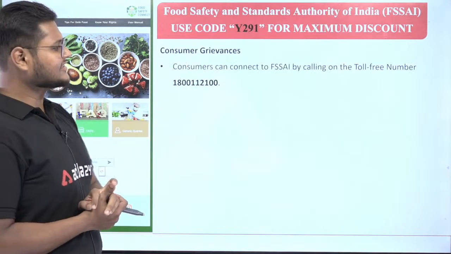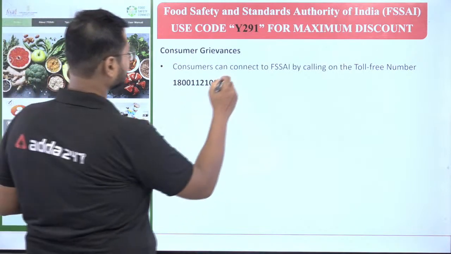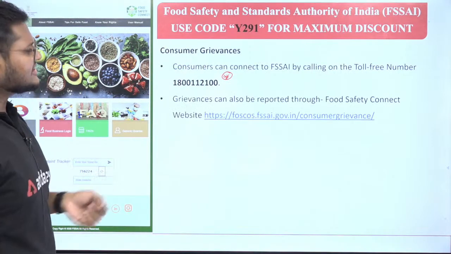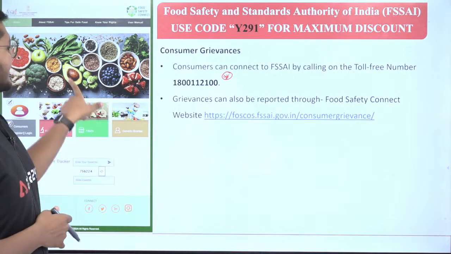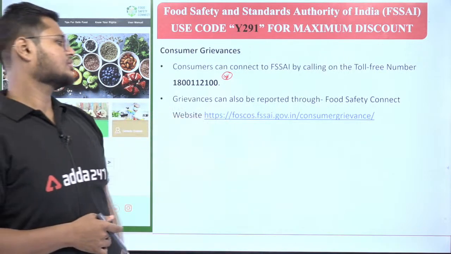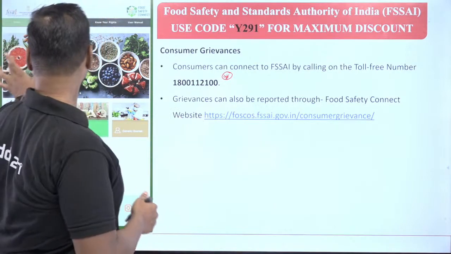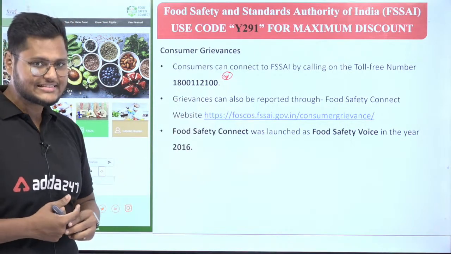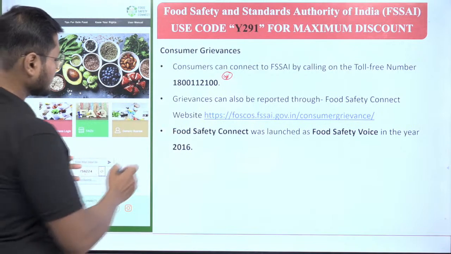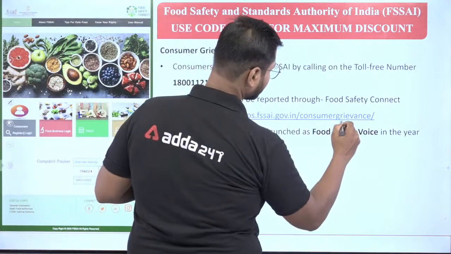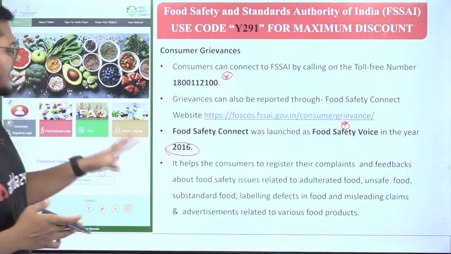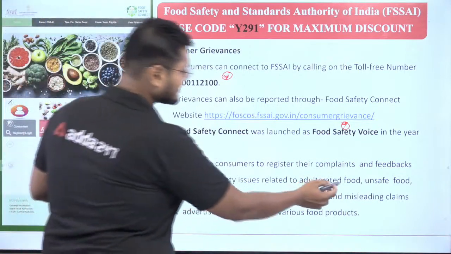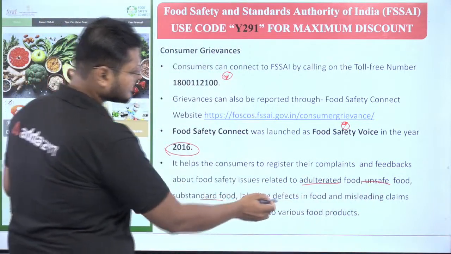Consumers can connect to FSSAI by calling the toll-free number 1800-112100. You have to remember it. Grievances can also be reported through the Food Safety Connect website, foscos.fssai.gov.in, consumer grievances. Food Safety Connect was launched as Food Safety Voice in the year 2016. Keep this in mind. It helps consumers register their complaints and feedback about food safety issues related to adulterated food, unsafe food, substandard food, labeling defects in food.